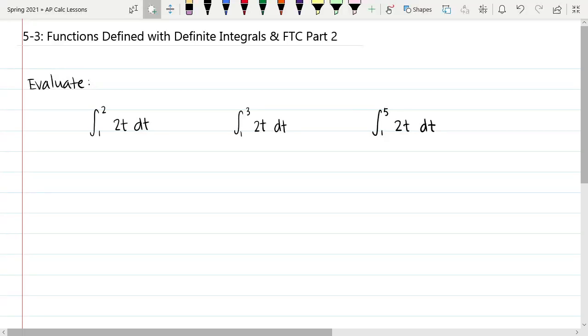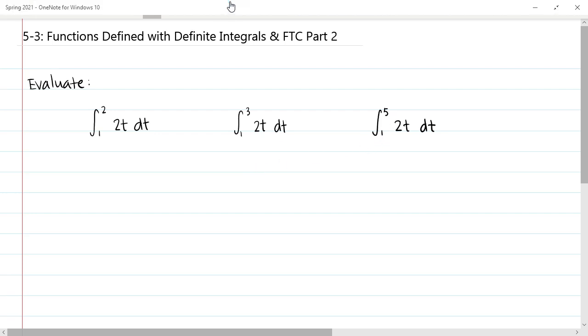All right, welcome to 5-3, talking about functions defined with definite integrals and the fundamental theorem of calculus part 2. So to open this lesson, let's talk about these three definite integrals that we're going to evaluate. We have the integral from 1 to 2 of 2t dt, the integral from 1 to 3 of the same integrand, and then the integral from 1 to 5. Let's quickly go through each of these.